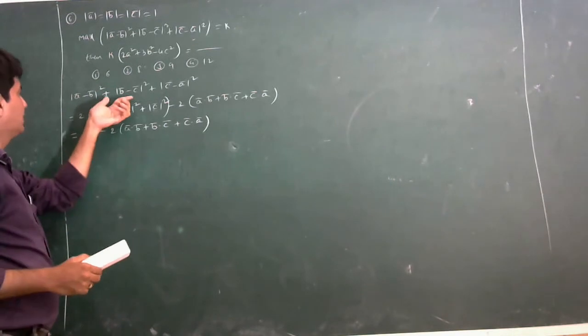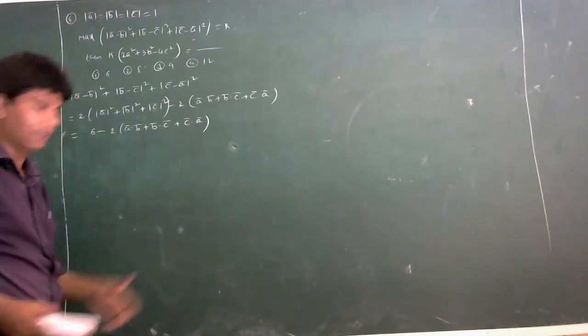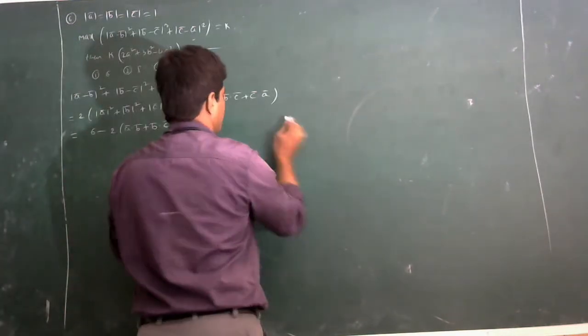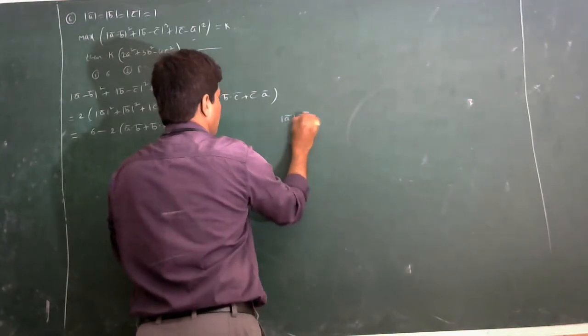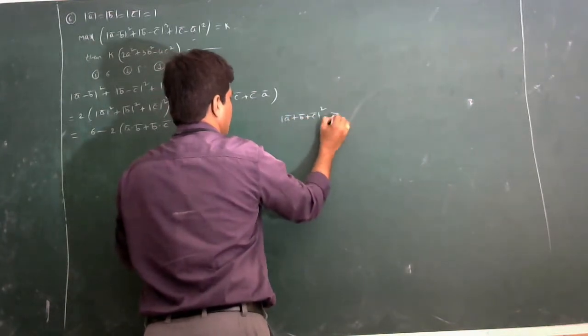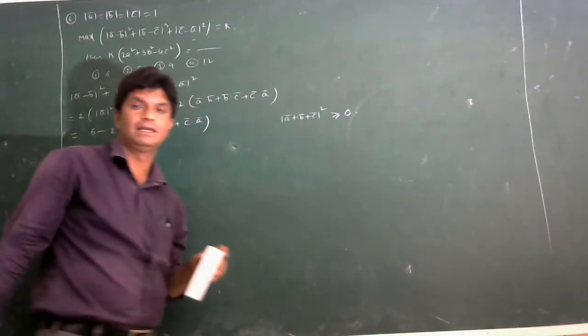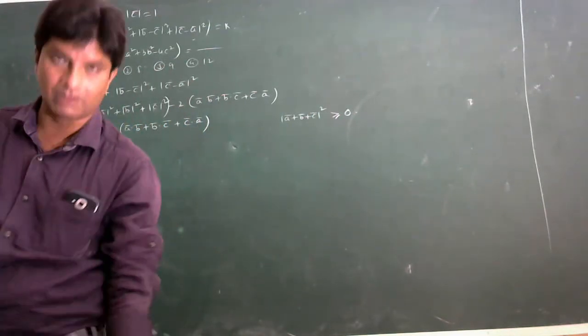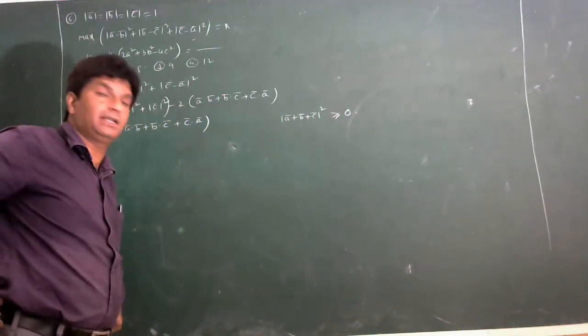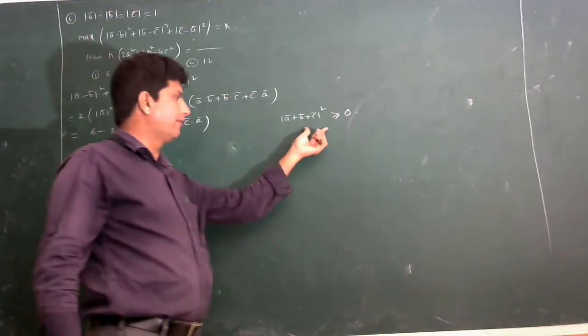Now if you want to find this value, we have to get this one. See, again I am writing another expression here. We know that mod of A bar plus B bar plus C bar whole square is always greater than or equal to 0. Square of any number may be equal to 0 or it is always greater than 0. It is never less than 0.